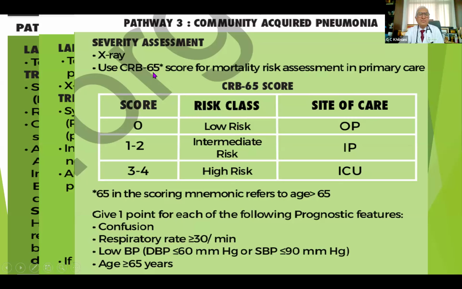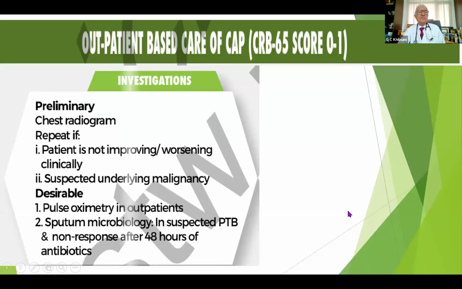The B stands for blood pressure, that is mean blood pressure of less than 65, and 65 is the age. If the age is more than 65, you give 1 for each point. So if the score is 3 to 4, this patient is likely to require ICU care. If it is 1 to 2, likely to require inpatient care. If the score is 0, that means the patient is young, his blood pressure is normal, his respiratory rate is normal, and he is conscious, he can be managed in the outpatient setting.